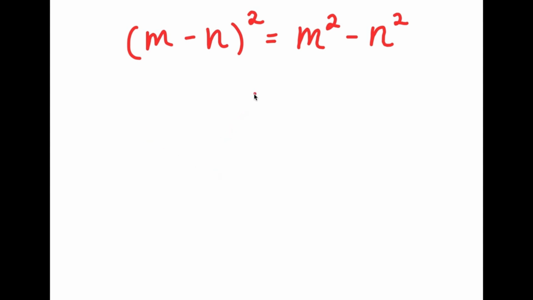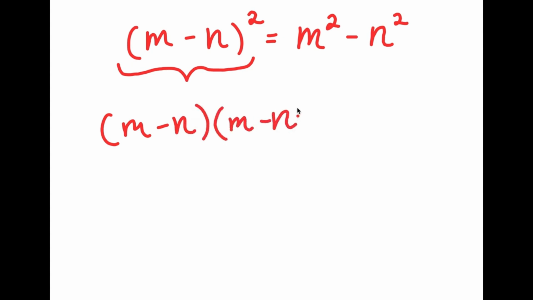Alright, so in this problem I have (m minus n) squared is equal to m squared minus n squared. To solve this problem, I'm going to first start by rewriting (m minus n) squared. I'm going to rewrite this as (m minus n) times (m minus n).